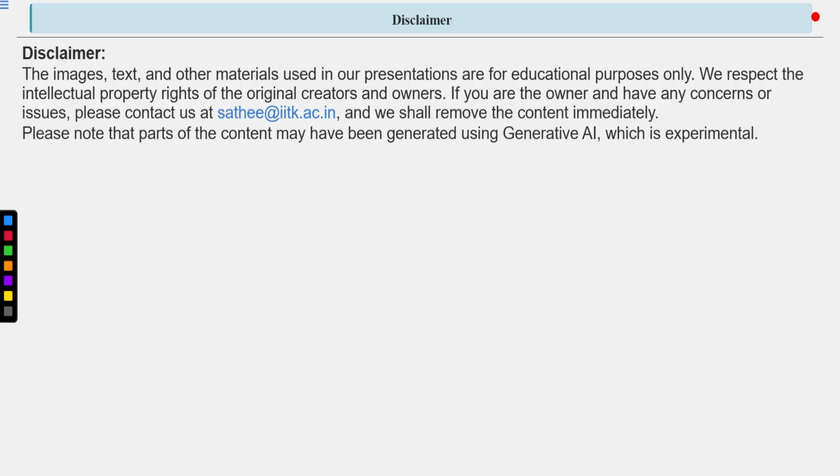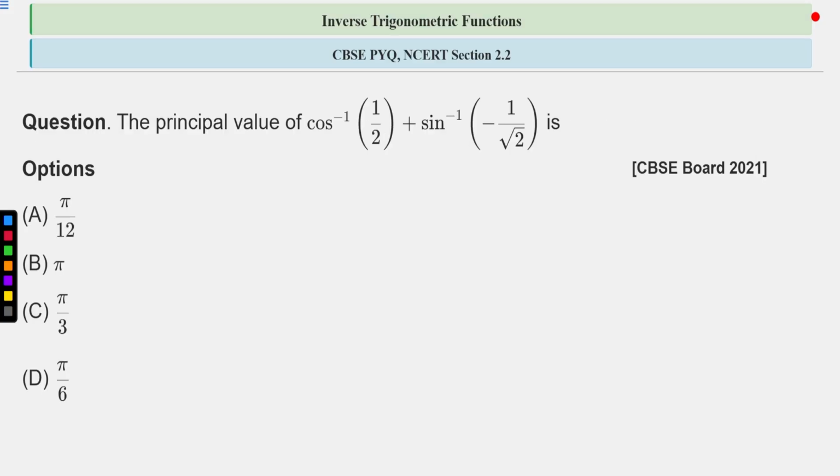So let us start with our questions. Here is our first question, which says we have to find the principal value of cos inverse 1 by 2 plus sin inverse minus 1 by root 2, right? The hint of this question is you basically have to find the principal value of cos inverse 1 by 2 plus sin inverse minus 1 by root 2.